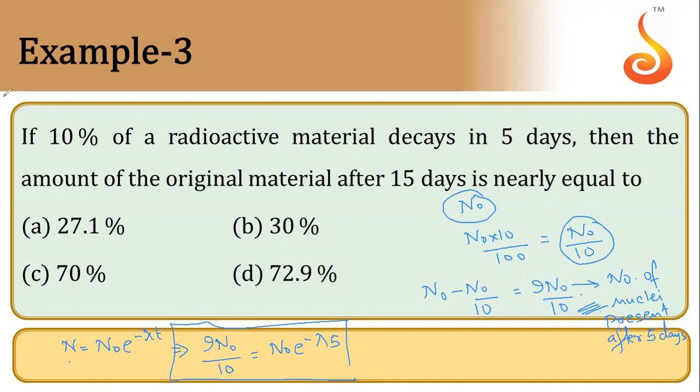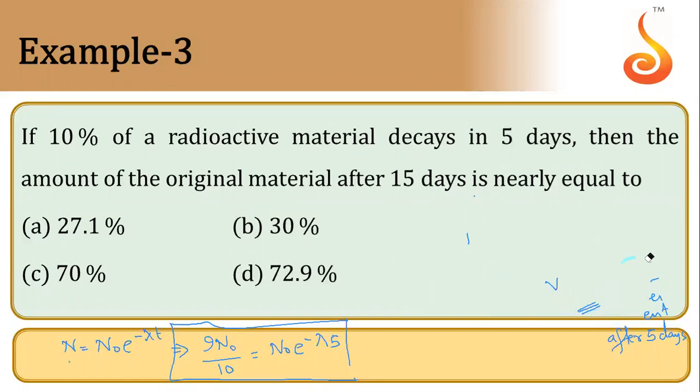Next, we are supposed to calculate the amount of original material left after 15 days. So let's say after 15 days, the number of nuclei left in the sample will be n. So n will be equal to n naught into e raised to power minus lambda into time. Time here is 15 days. So we are supposed to calculate the value of n. And we have this value also, 9 n naught by 10 is equal to n naught into e raised to power minus lambda into 5.